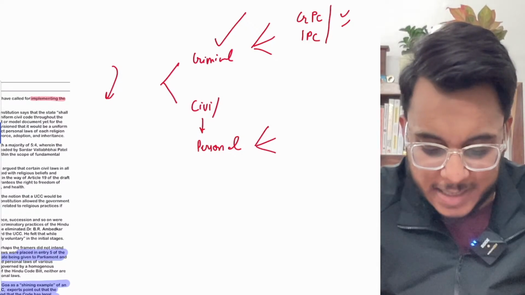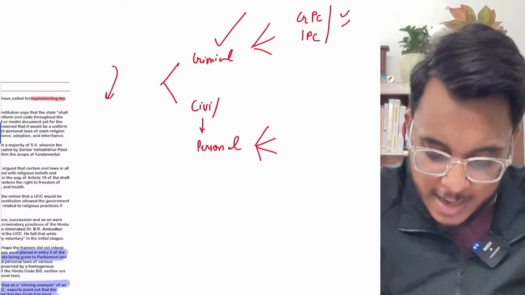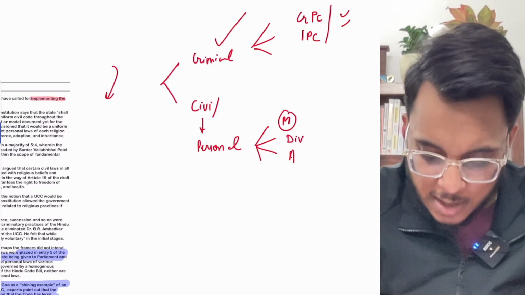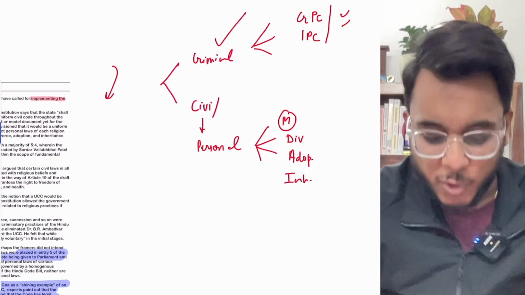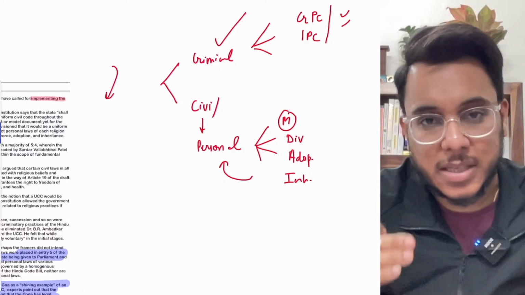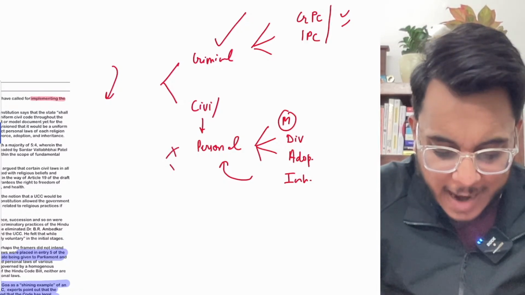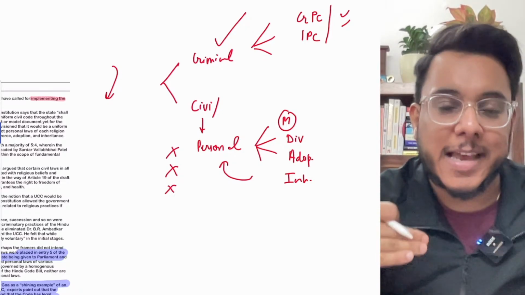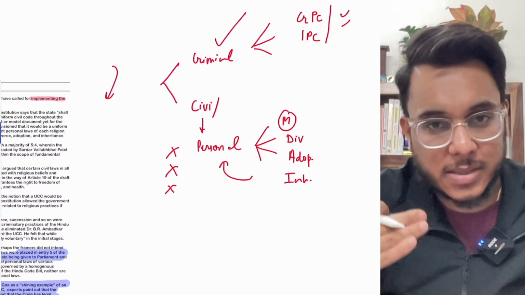Now personal laws basically correspond to four things. What are these four things? They deal with marriage, divorce, adoption and inheritance. Okay, so these are the four matters that are dealt with in the personal laws. Now with respect to the personal laws, we don't have any uniform approach in India. Basically the communities have been allowed to have their own personal law systems.